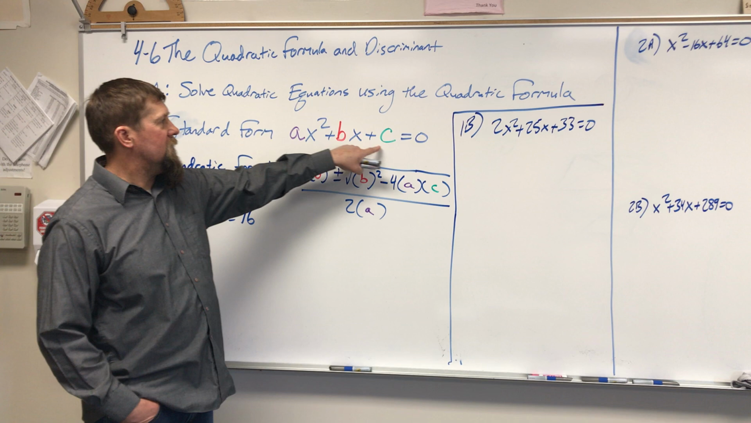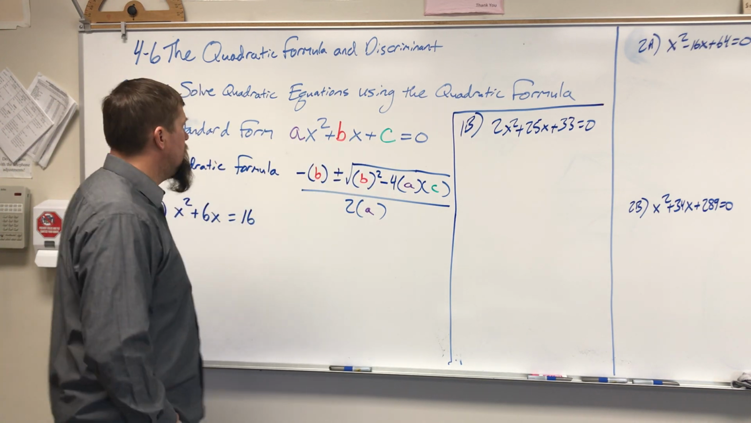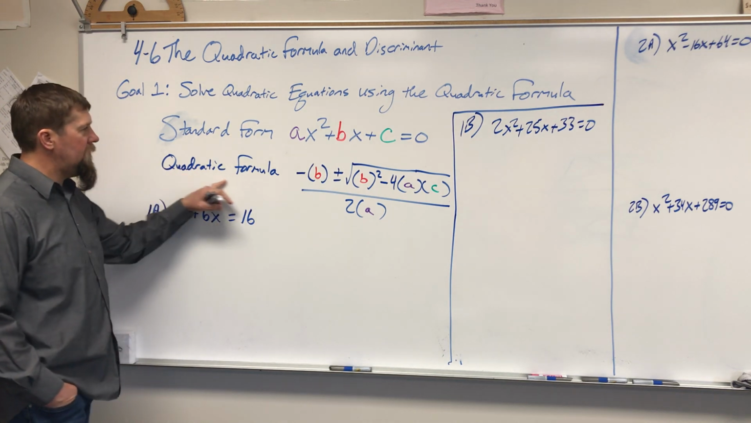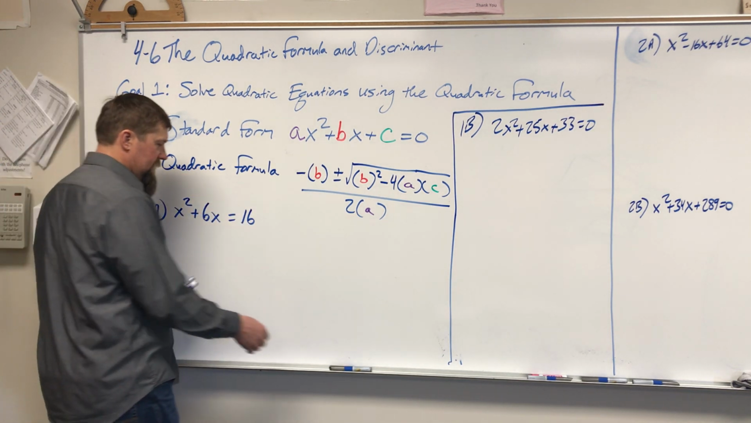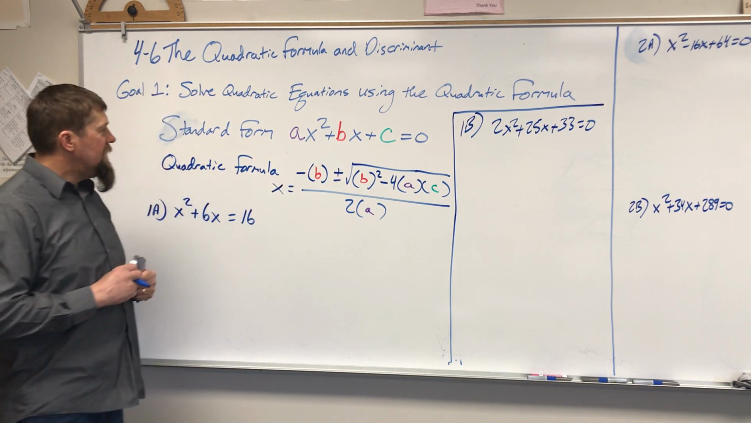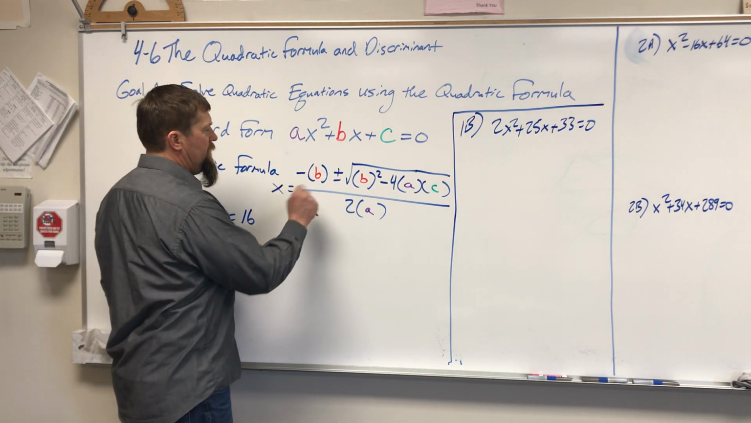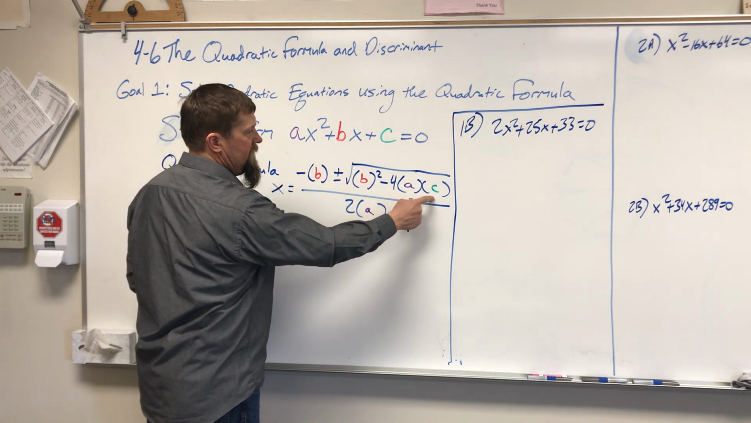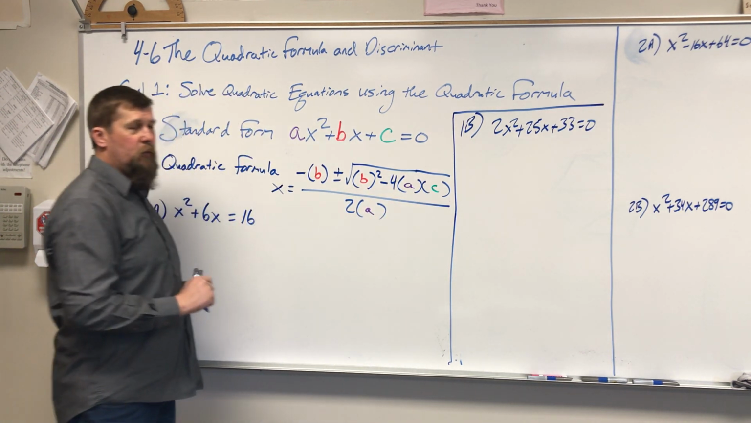Alright, first of all, let's go ahead and talk about standard form of a quadratic equation: ax squared plus bx plus c. I'll use the colors for a, b, and c because in the quadratic formula, which basically is a formula that gives us the answers for x, that's negative b plus or minus the square root of b squared minus 4ac, all over 2a.